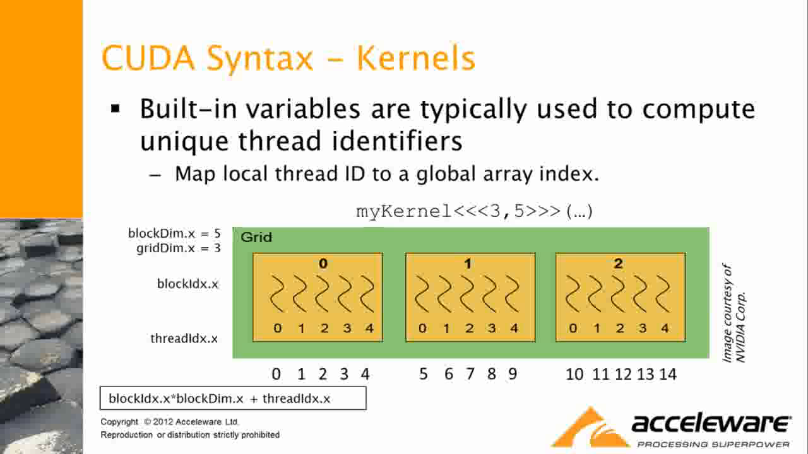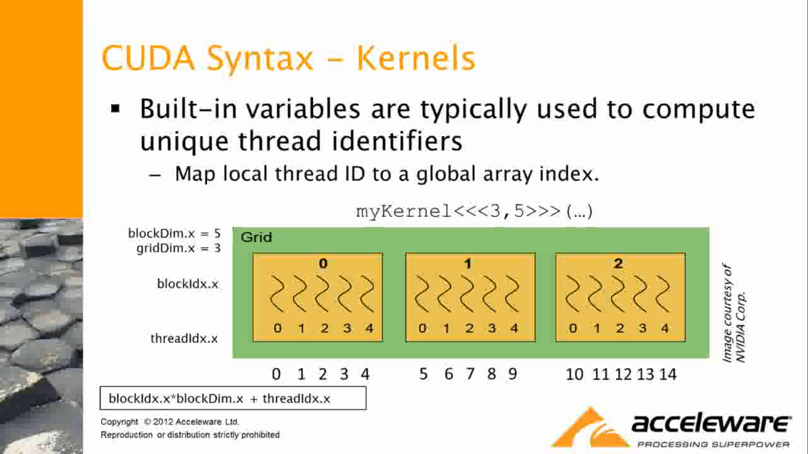I like this slide. I think it really does show what's happening here. I launched my kernel with 3 blocks of 5 threads each. There are my 3 blocks, and they have 5 threads each. Thread index will go from 0 to 4, 0 to 4, 0 to 4. And my block index will go from 0 to 1 to 2, basically.